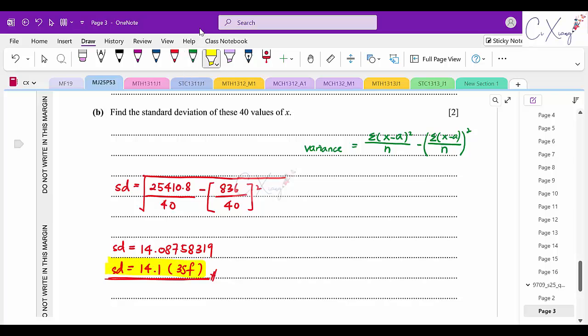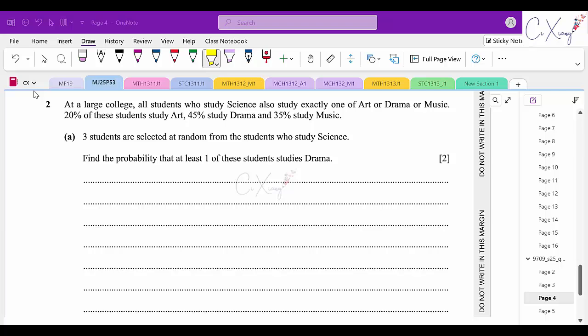Alright, so this is how we solve it. Okay, question number 2. In a large college, the students who study science have to study exactly one of art, drama or music. So we have a group of science students, and each must take exactly one of these three subjects. 20% study art, 45% study drama, and 35% study music. Three students are selected at random from the students who study science. Find the probability that at least one of these students studies drama.